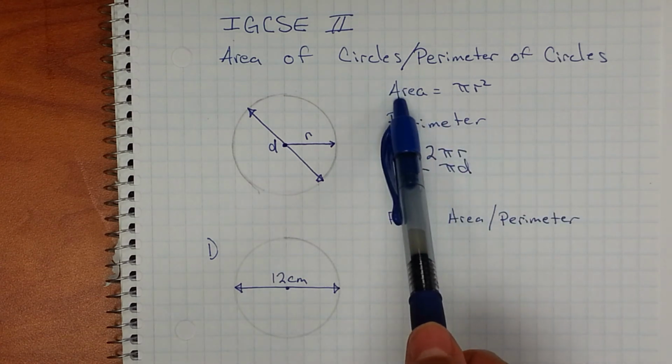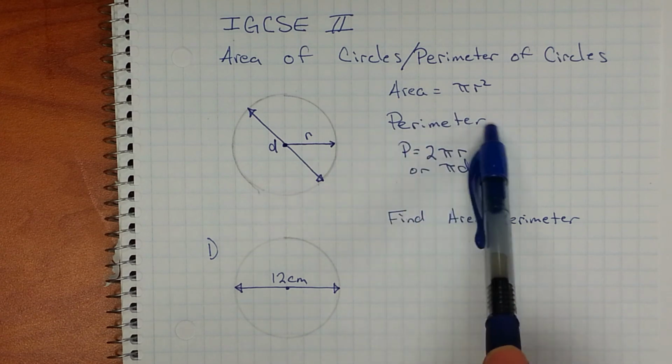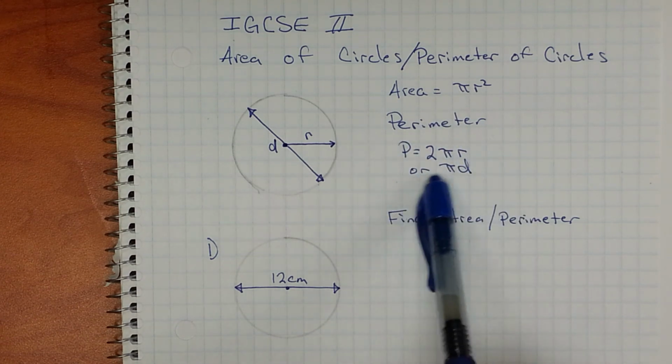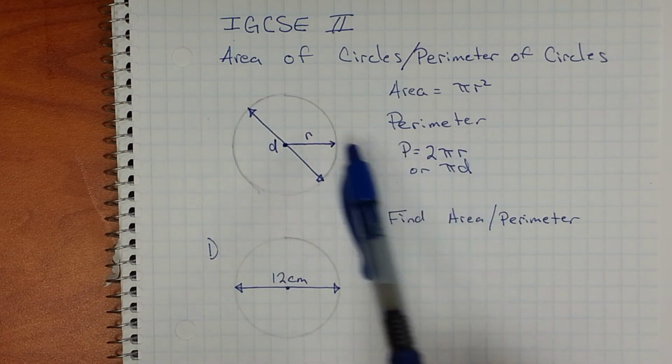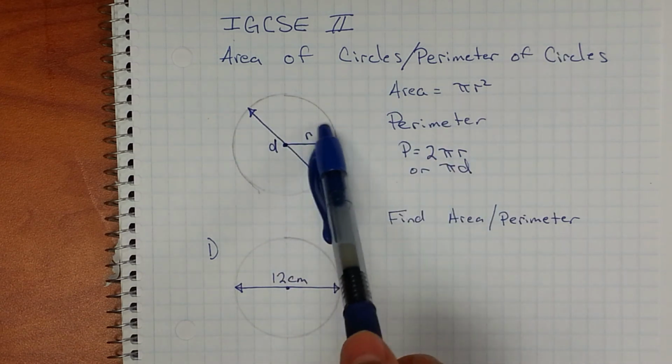So now my formula for area is pi r squared, where r is the radius. Perimeter, it's going to be 2 pi times radius, or could be pi times diameter. Depends on what information is given to you. Since the radius is half the diameter, or the diameter is twice as much as the radius.